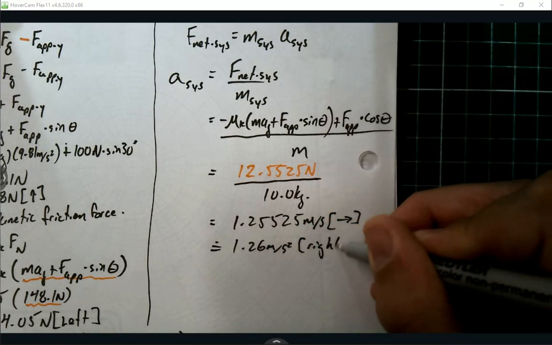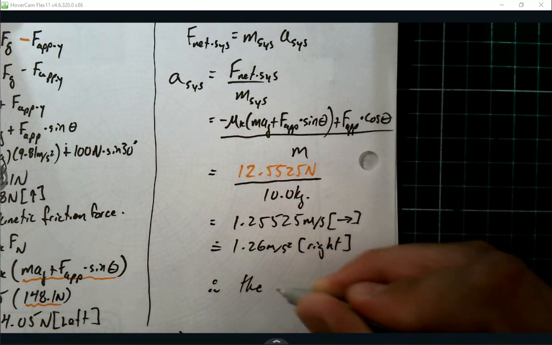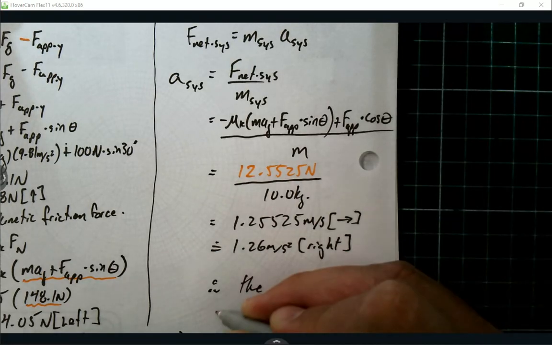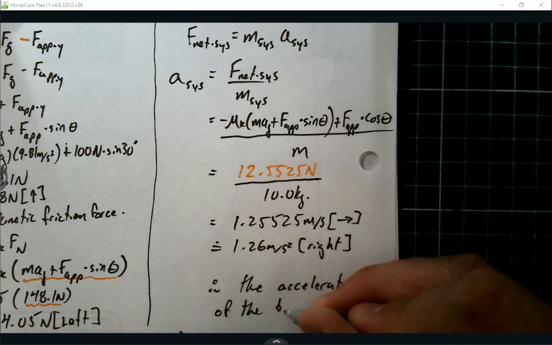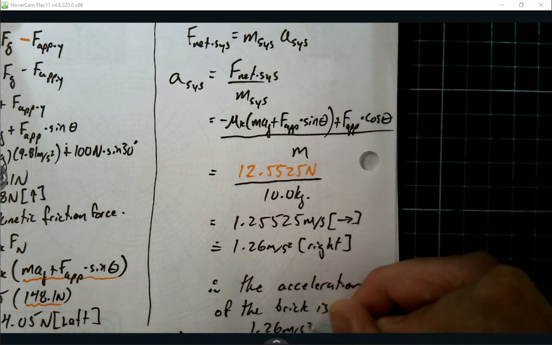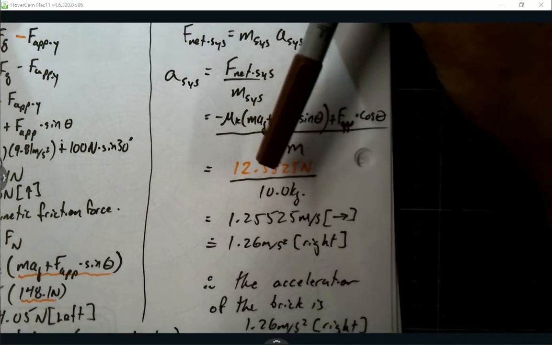Right. And of course, then we can have the therefore statement. Therefore, the acceleration of the system, or the brick, is 1.26 meters per second squared to the right. There you have it.